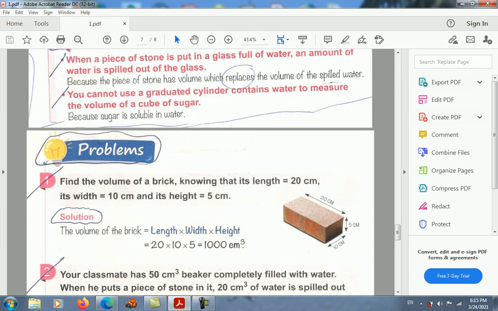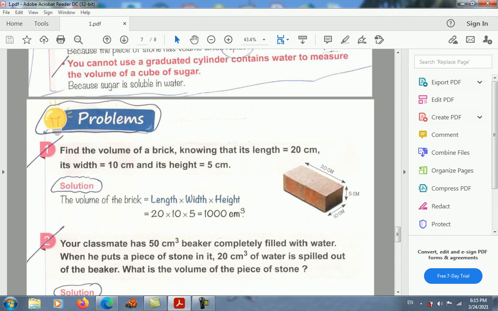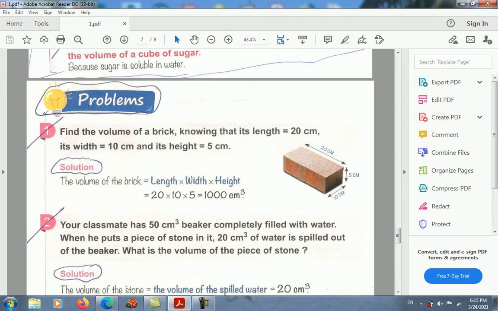This is because the piece of stone has volume which replaces the volume of the spilled water. Another give reason: you cannot use a graduated cylinder containing water to measure the volume of a cube of sugar, because sugar is soluble in water. So of course it will not have a volume in this case.